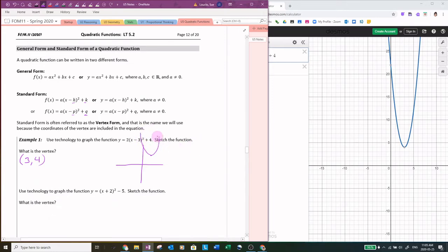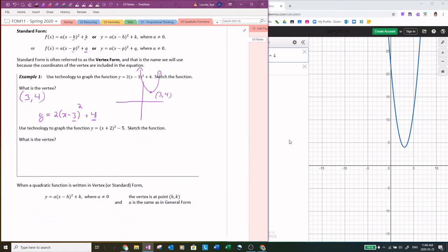Put some arrows on it, and then mark that this point is (3, 4). Okay? And what I want you to notice is that when we write this as y equals 2 times (x minus 3) all squared plus 4, the 3 and the 4 are the vertex. Okay? Let's graph another example.